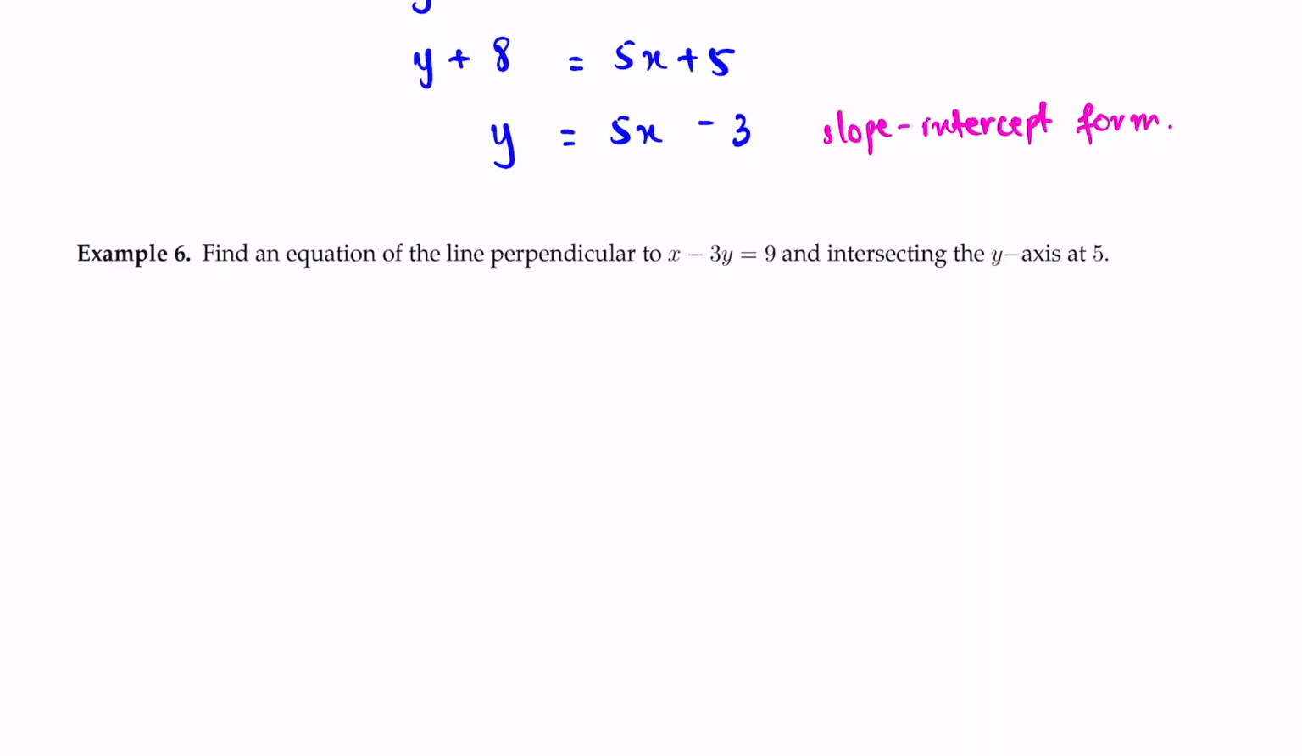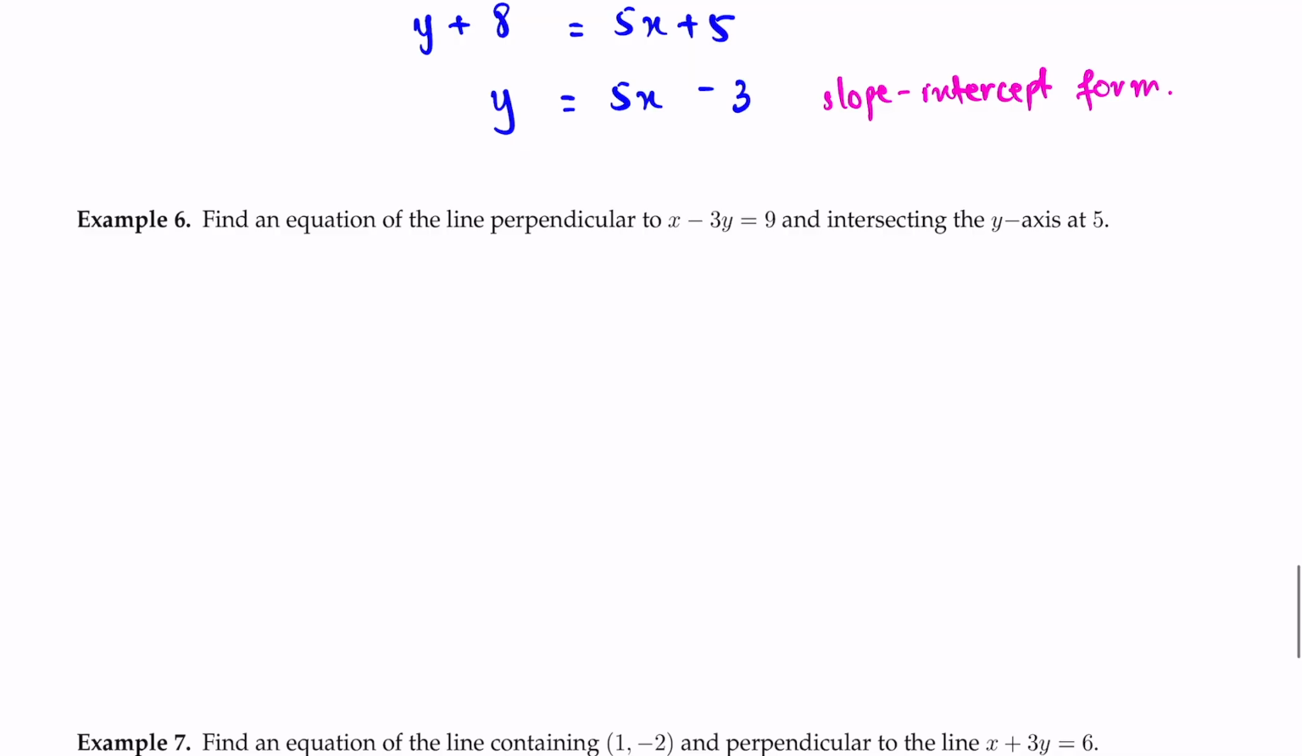The line you're looking for is perpendicular to this given line. Then later, it's intersecting the y-axis at 5. So the line that you're looking for is intersecting the y-axis at 5. So you've got the y-intercept there. So there's some information here.